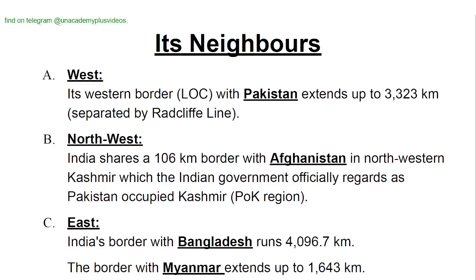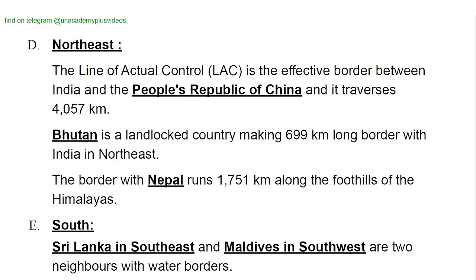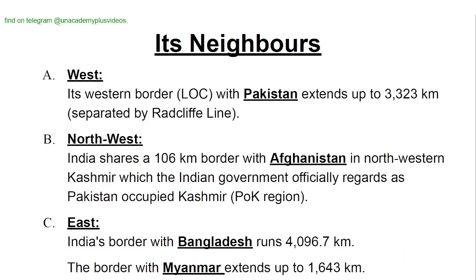Its neighbors. West: its western border, the Line of Control with Pakistan, extends up to 3,323 kilometers, separated by the Radcliffe Line. Northwest: India shares a 106-kilometer border with Afghanistan in northwestern Kashmir, which the Indian government officially regards as the Pakistan-occupied Kashmir (POK) region. East: India's border with Bangladesh runs 4,096 kilometers. The border with Myanmar extends up to 1,643 kilometers. Northeast: the Line of Actual Control is the effective border between India and the People's Republic of China, and it traverses 4,057 kilometers.